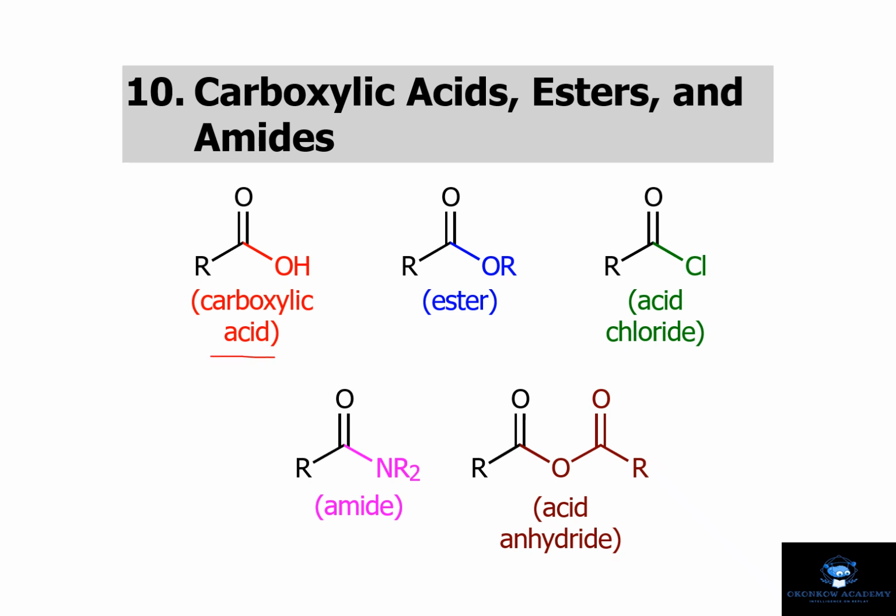That's for carboxylic acids. When you replace the OH with OR, you get an ester, as shown here. You replace the OH with Cl, you get an acid chloride. When you replace the OH with NR2, you get an amide, and replacing the OH with OOR gives you an acid anhydride.